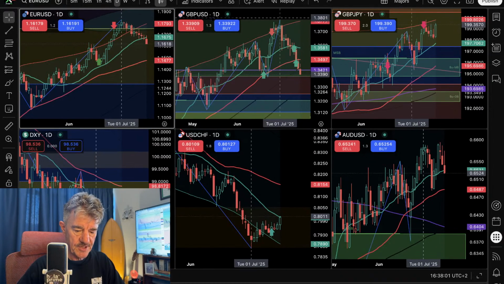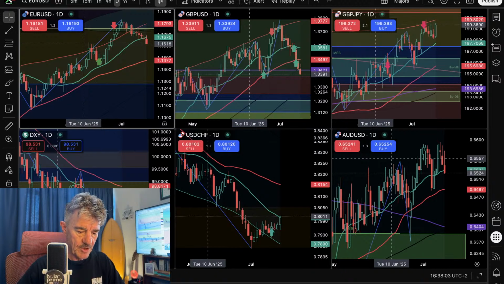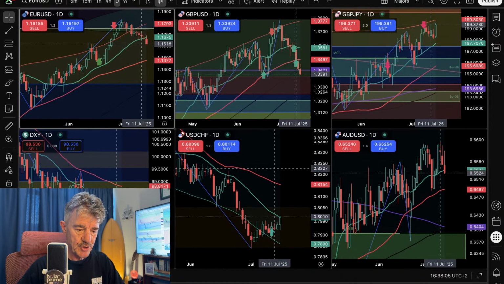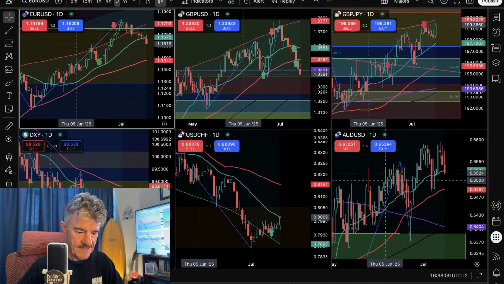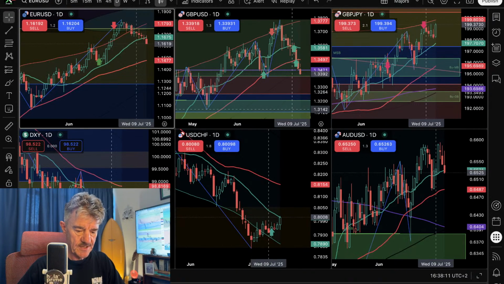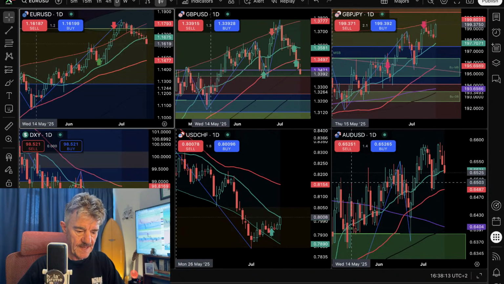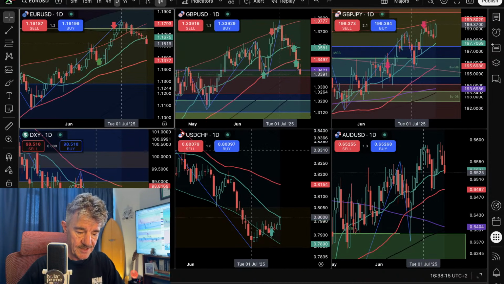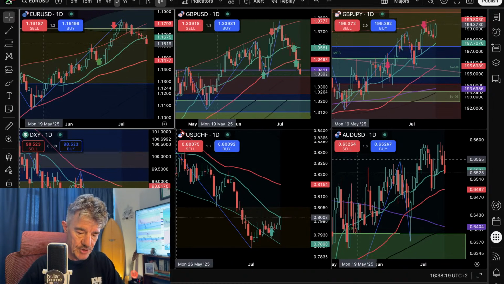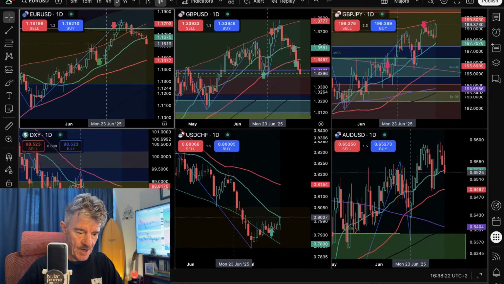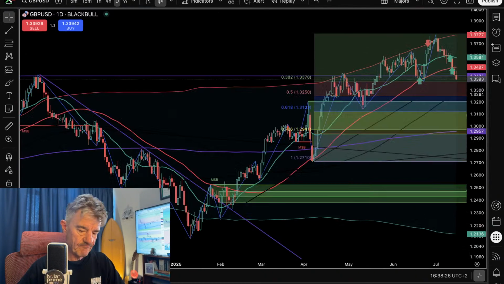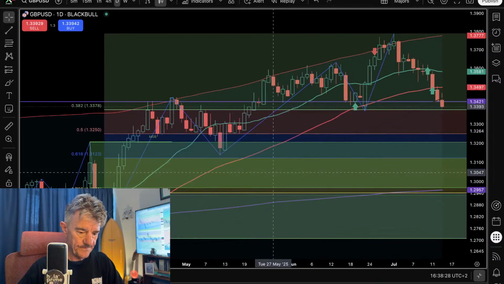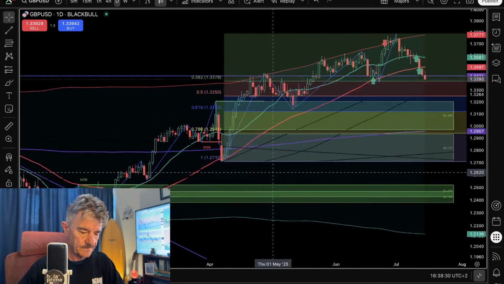We're long on the pound, long on the Aussie dollar, and we're long on the dollar Swiss franc. So we have two short dollar positions, the pound and the Aussie. So I'm long the pound against the US dollar, long the Aussie against the US dollar, but I'm also long the US dollar against the Swiss franc. This is a hedge against these two longs, which aren't doing all that well, but not too bad.